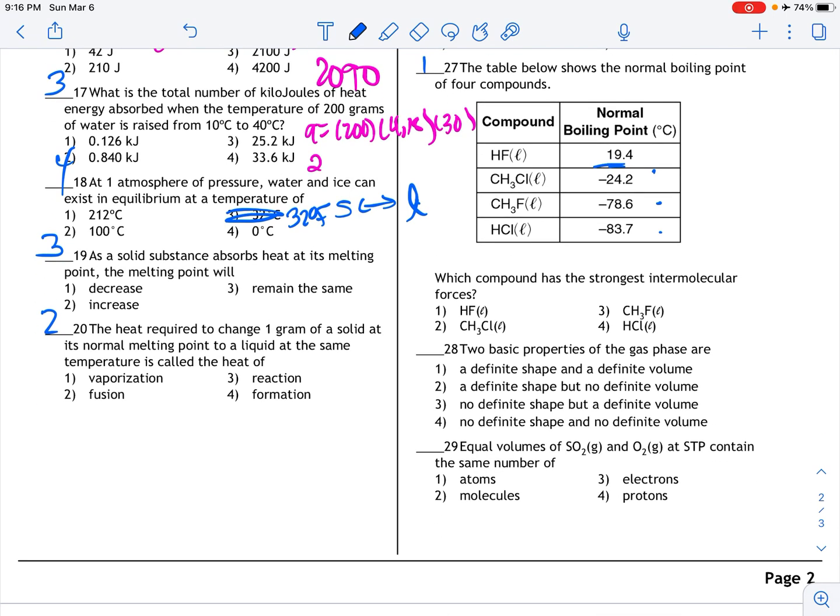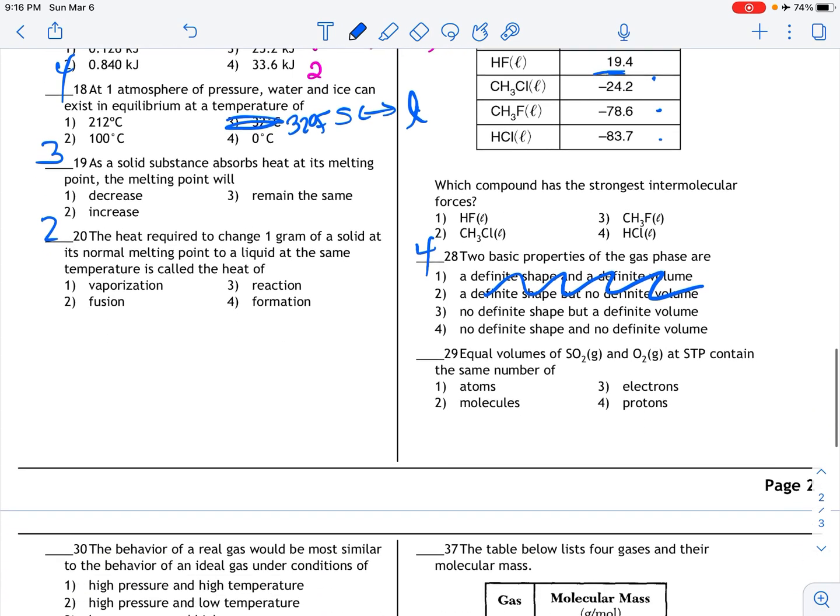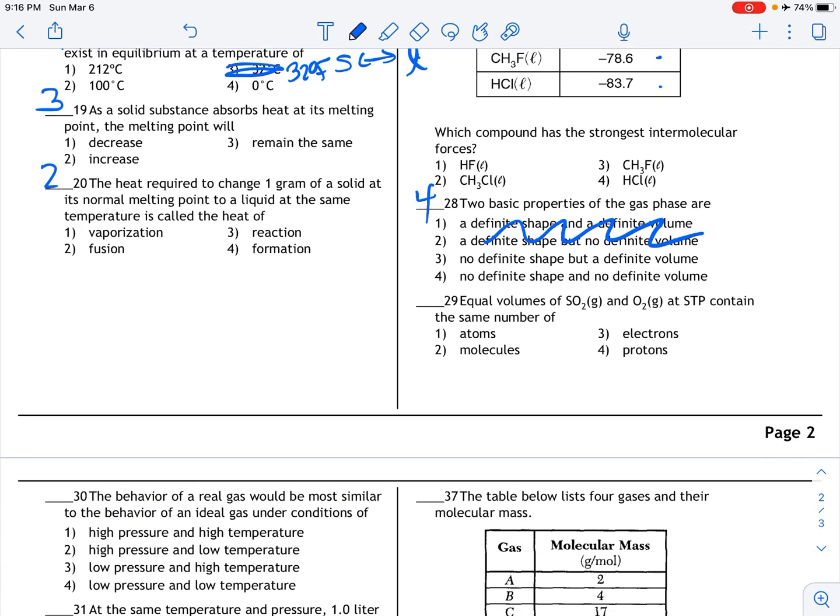Two basic properties of the gas phase. They do not have definite shape. That's how you can have fun shaped balloons. So no definite shape, and also no definite volume, because they take the volume of the container. 29 is review. Equal volumes of those 2 different gases at STP contain the same number of molecules. This is Avogadro's hypothesis.